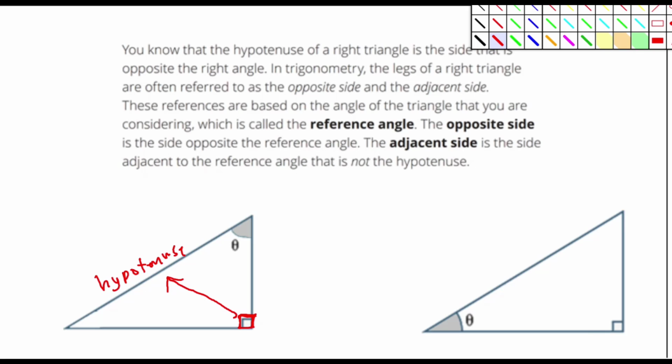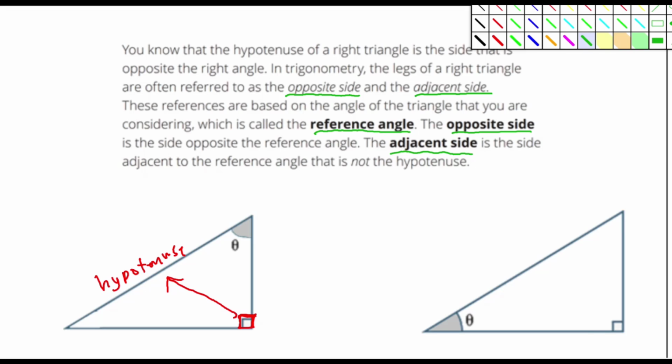But now, the next part, it says, in trigonometry, the legs of the right triangle are often referred to as the opposite and adjacent side. As we know, we have some key words here that are bold, so those are probably new words. It just said the legs of the right triangle are referred to as the opposite and adjacent side. So they're starting to talk about those bold words. Let's see what it says.